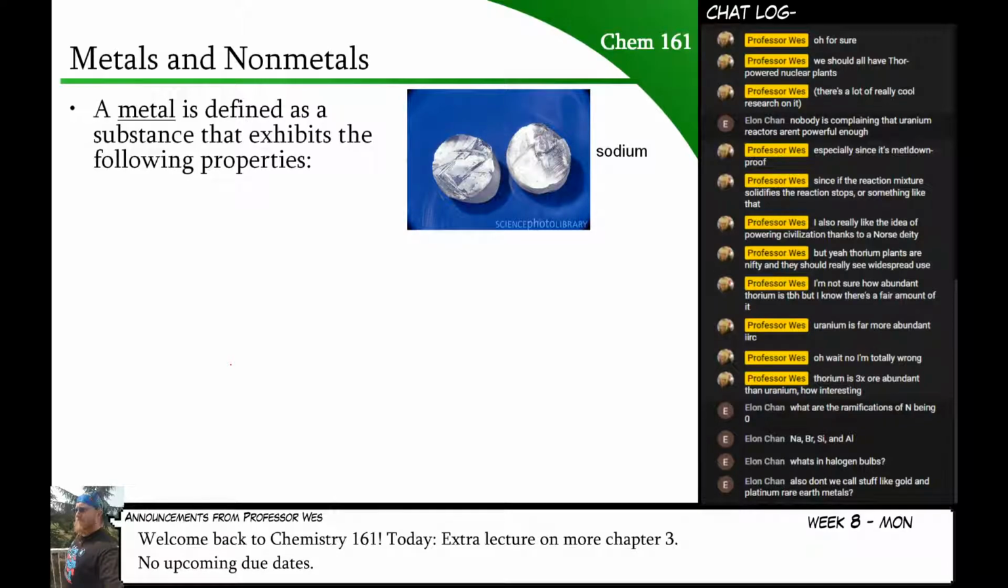The last little bit of this section talks about metals and nonmetals. Gold and platinum, we don't call rare earth metals, we just call them rare.